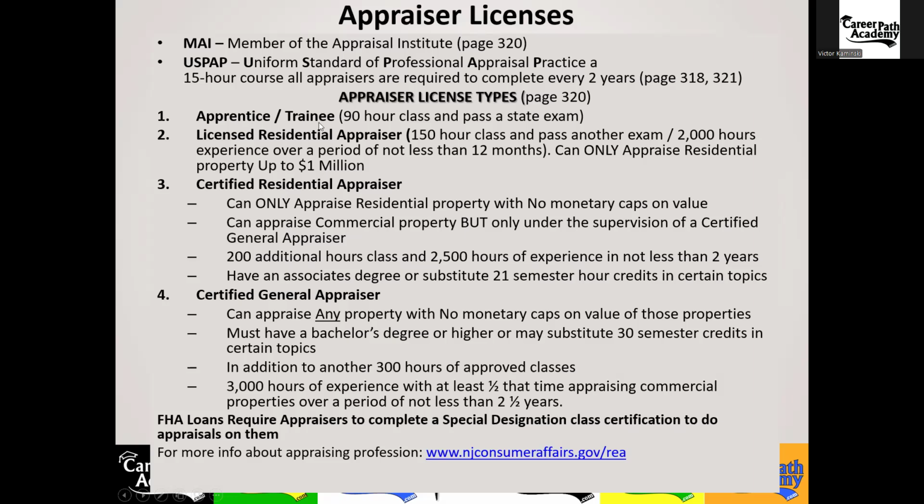Okay, and you start off as an apprentice trainee, then you graduate on to a licensed residential appraiser, but you're capped at $1 million and only residential properties. For a certified residential appraiser there is no cap on the value of properties they can appraise. And they can only appraise residential properties, or commercial properties under the supervision of a certified general appraiser, who can appraise anything, residential, commercial, and no monetary caps.